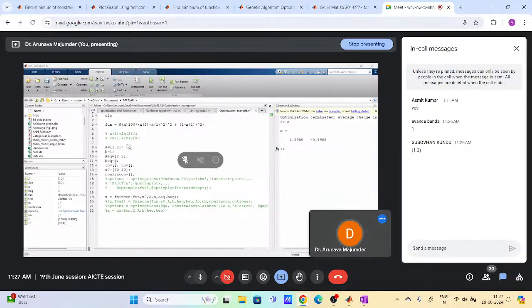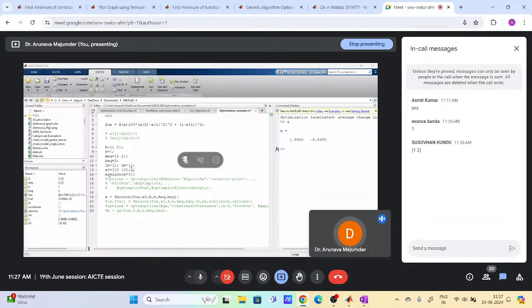What is the second constraint? The second constraint is an equality constraint: 2x1 plus 2x2 equal to 3. So the Aeq matrix is 2, 2, because there are two coefficients, and Beq is 3. Lower bound and upper bound are not defined here, so we just left them for the function only.